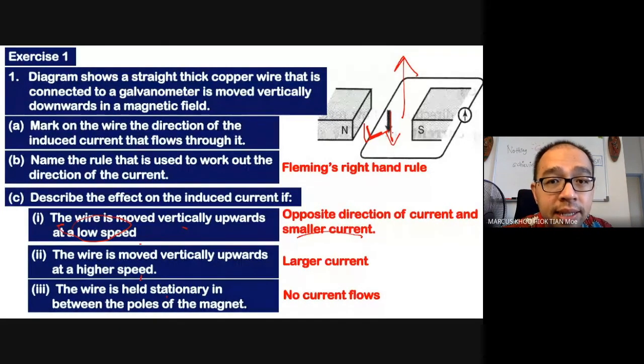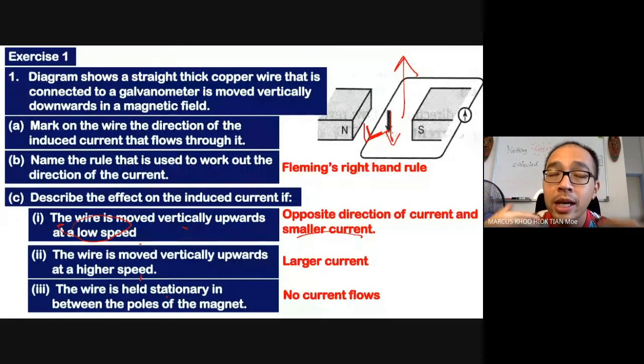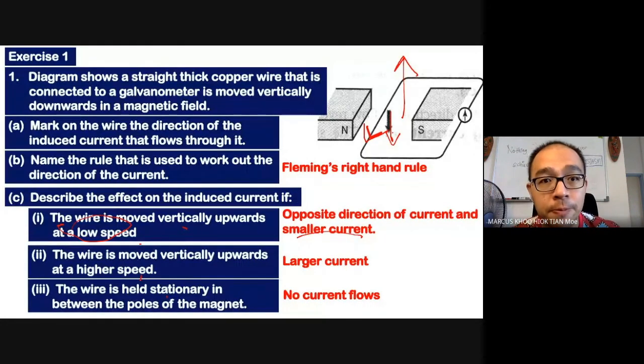Okay, so this exercise is just to remind us that whenever we talk about direction of current, we also have to talk about the size of the current. Is the current small? Is the current big? And if the current is bigger, these are the factors that affect the current: the speed of its movement, how many wires cut the magnetic field, and the strength of the magnet.